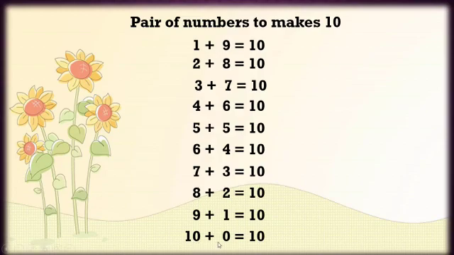Here you have to understand this sum again. 10 plus 0. That means 10 में अगर हम 0 को ऐड करें तो 0 has no value. That's why 10 plus 0 will remain 10.